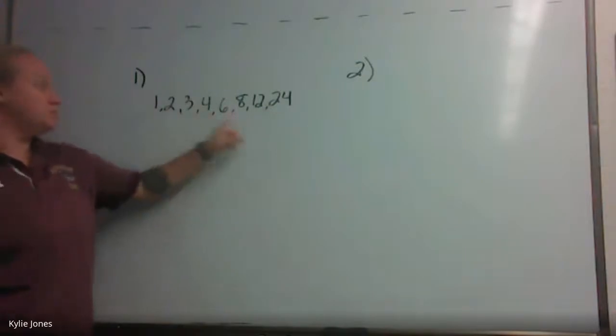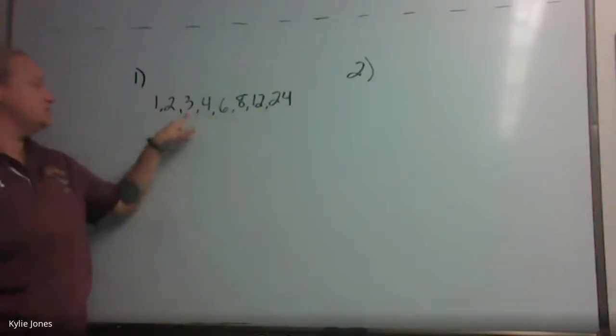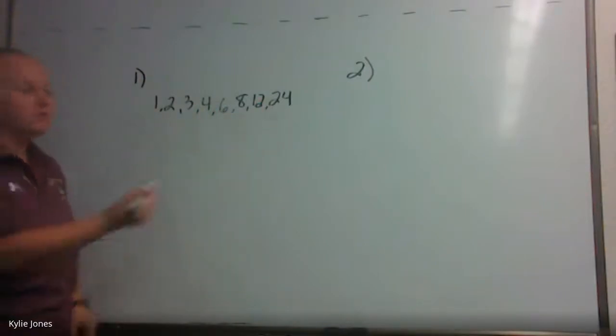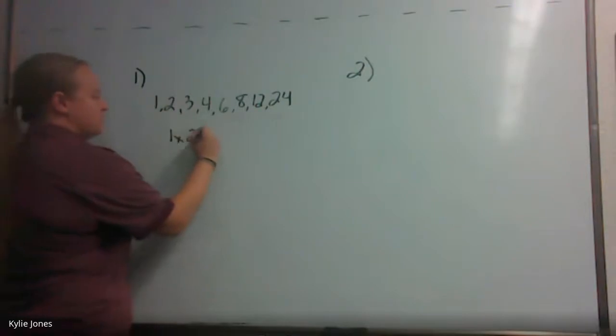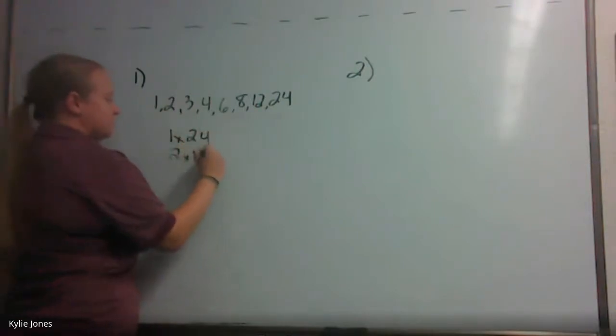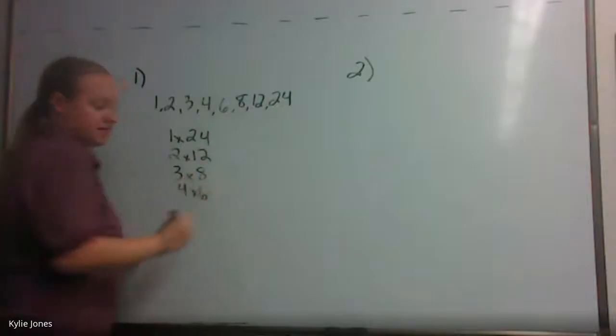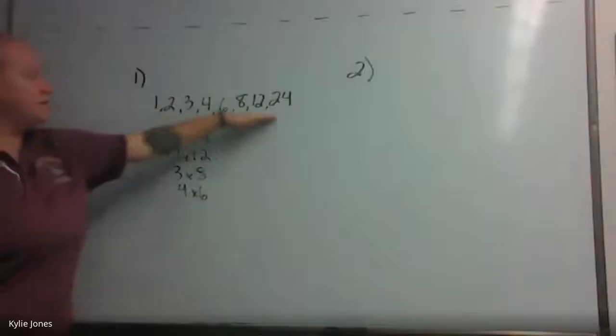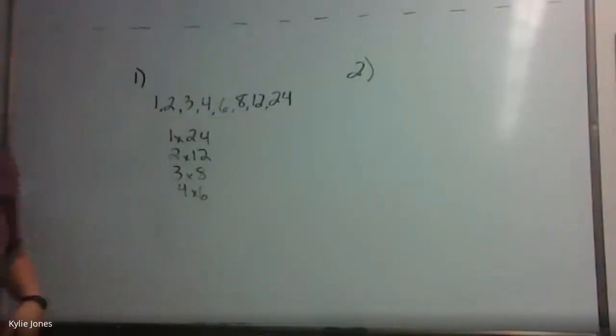So 1 times 24 is 24. 2 times 12 is 24. 3 times 8 is 24. And 4 times 6 is 24. So when you list all the factors, that's what it looks like. If you listed them like this too, 1 times 24, 2 times 12, 3 times 8, and 4 times 6, that's totally fine too. There's multiple ways to list out all the factors. As long as you have all of them, you're good.